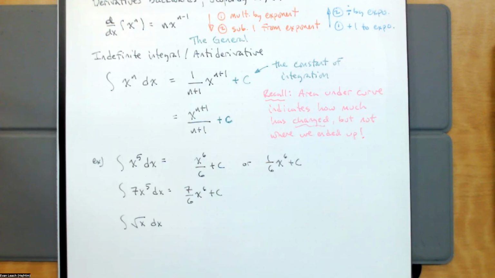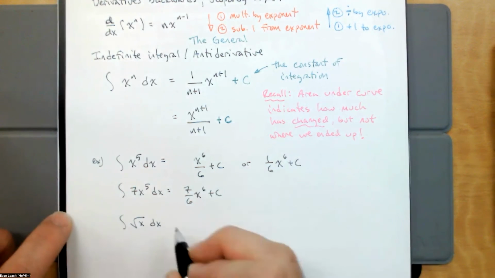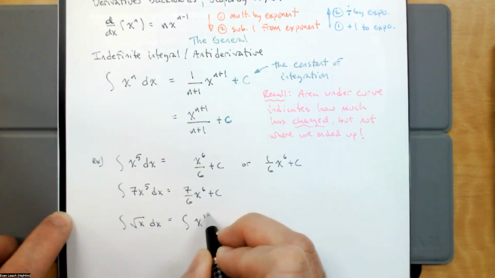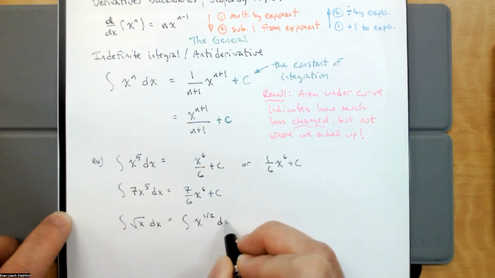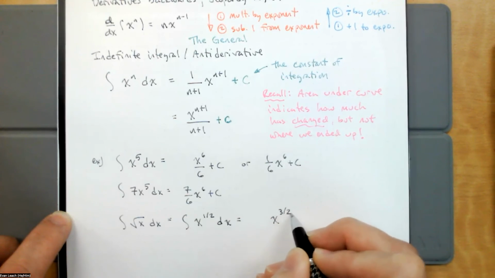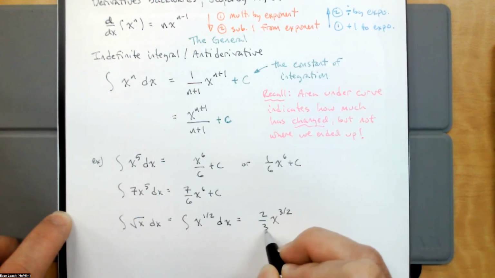A lot of the same strategies that we use for derivatives at the beginning are going to be in play for antiderivatives. We rewrite the square root of x in its improper form as x to the 1/2. Then we can add 1 to the exponent and divide by the new exponent.